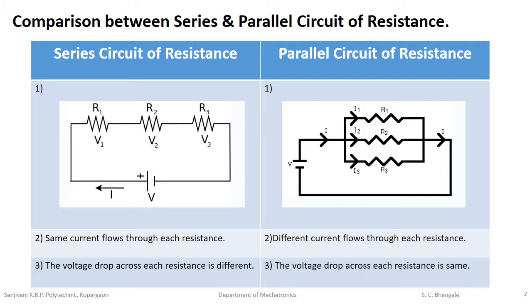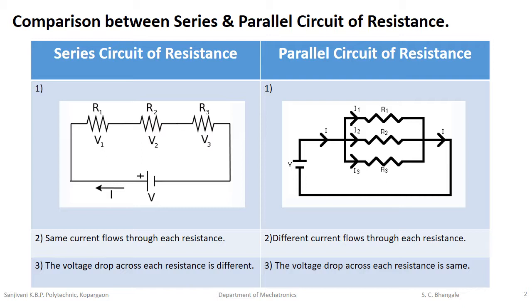On the second side, parallel circuit of resistance, here again three resistors are connected, R1, R2, R3. These resistors are connected in such a way that one terminal of each resistance is connected to form a junction point, while the other terminal of each resistance is connected to form another junction point. Such a fashion is called a parallel circuit of resistance.